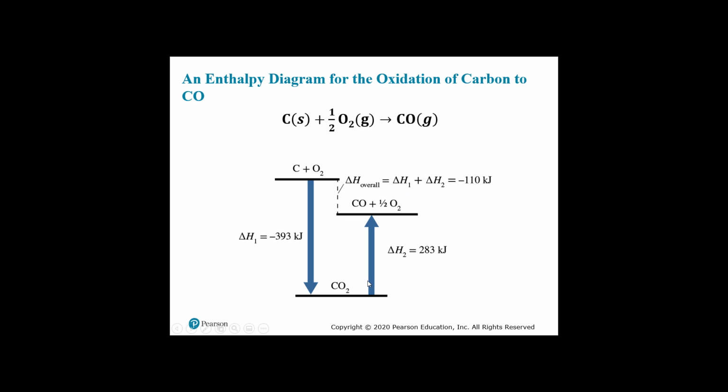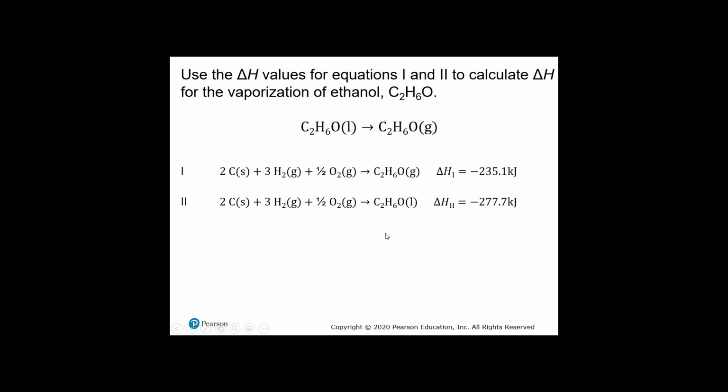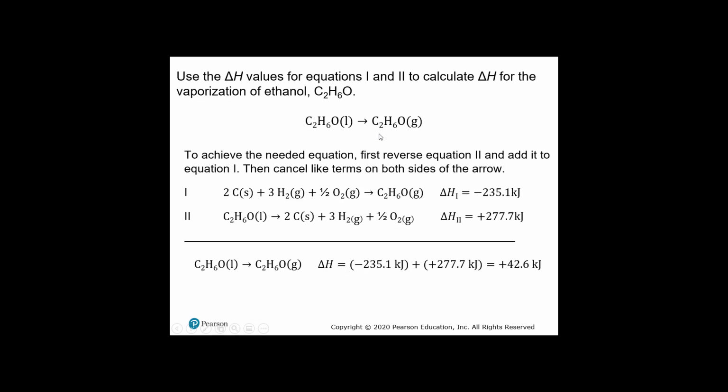And then this is just a fancy diagram showing overall what we did, the steps that were taken to get to our value. Okay, so here we use the delta H values for equations 1 and 2 to calculate delta H for the vaporization of ethanol. So we have, this is the same compound, however, it's going from liquid to a gas, and we have two equations in order to get that. But we have different compounds that are also part of this equation. So we're going to need to edit this in order to get to the value we want and to have the equation look like this.